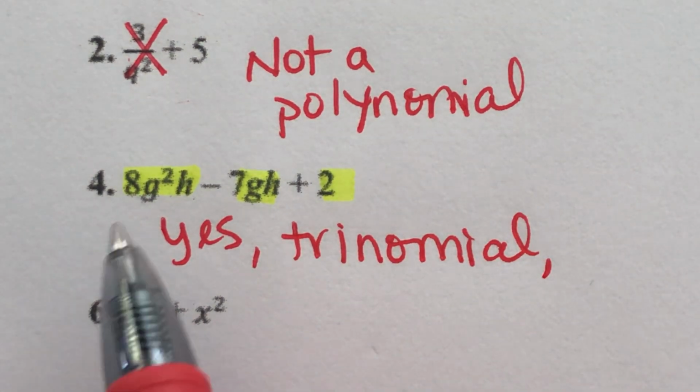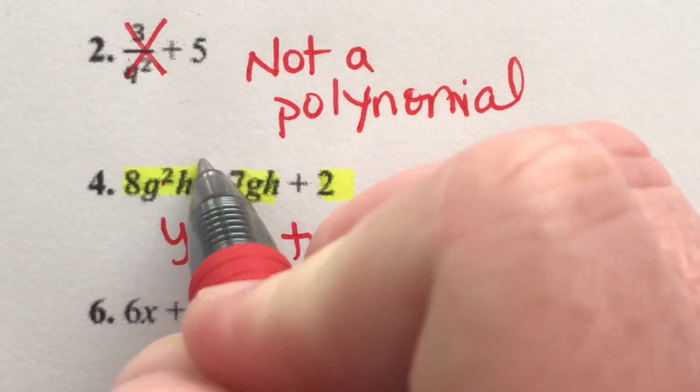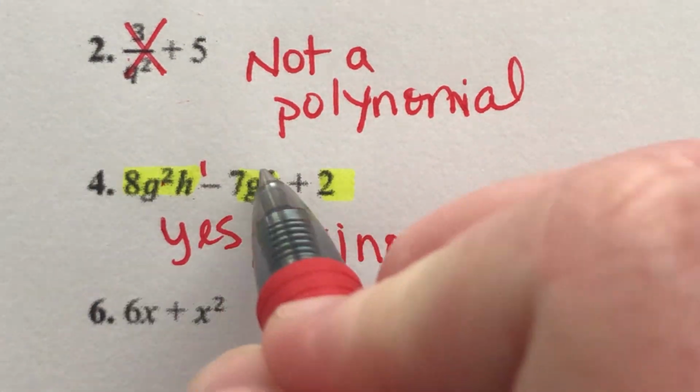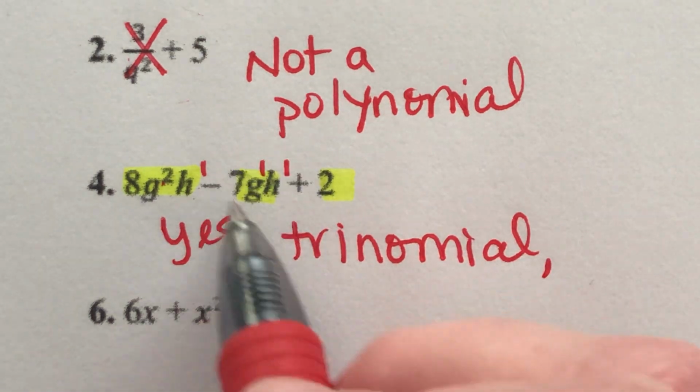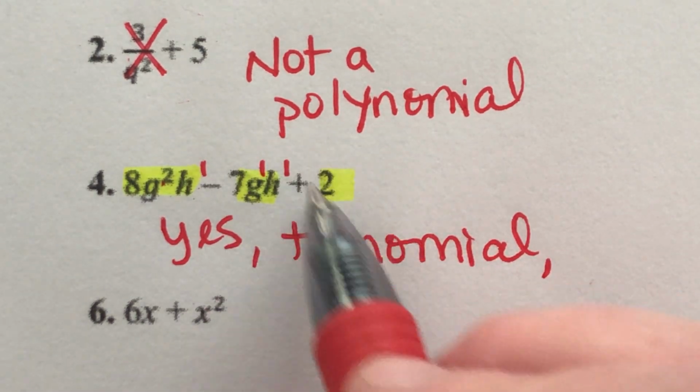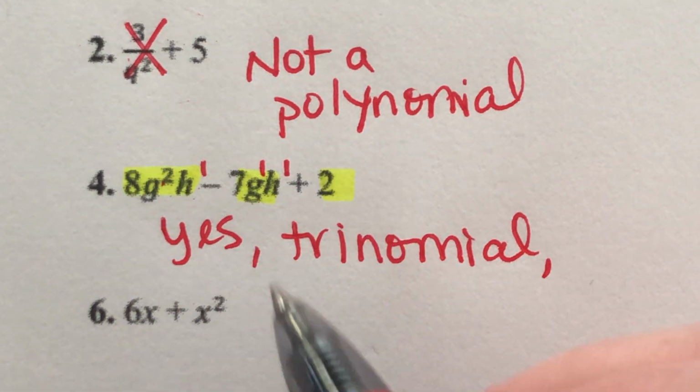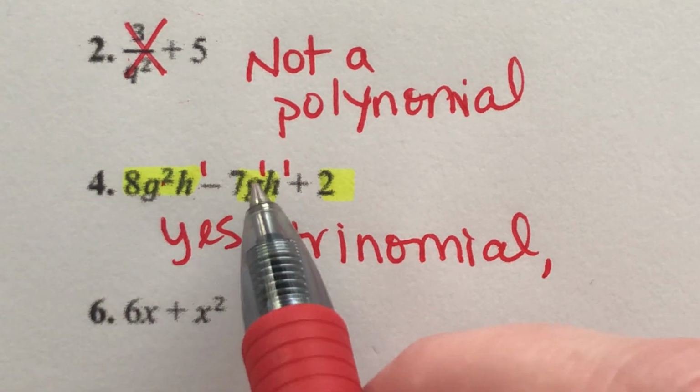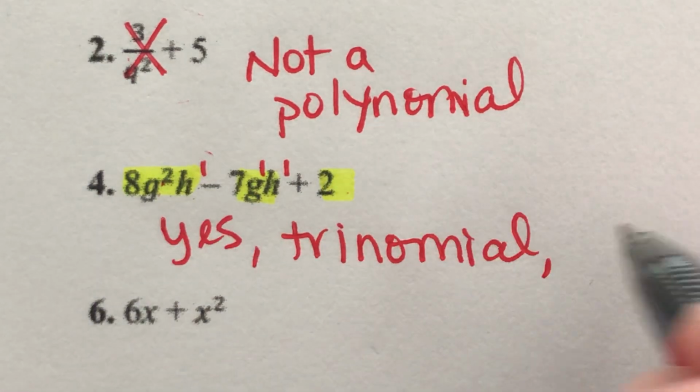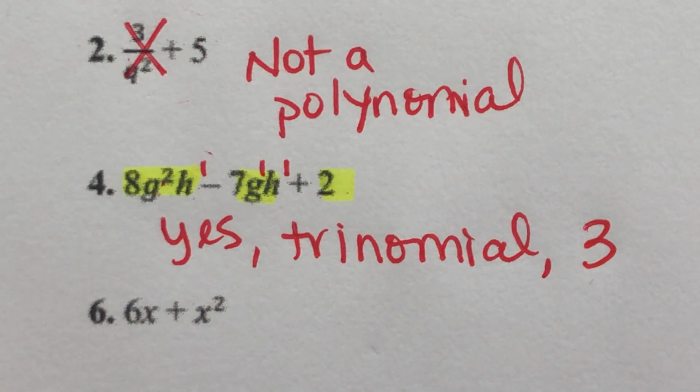And what's the degree? Well, the degree here, this is 2, this is 1, so that's a degree of 3. This G is 1, this H is a 1, that's a degree of 2. And this 2 is nothing, it's just a degree of 0. So out of 3, 2, and 0, 3 is the biggest. So we have a degree of 3.